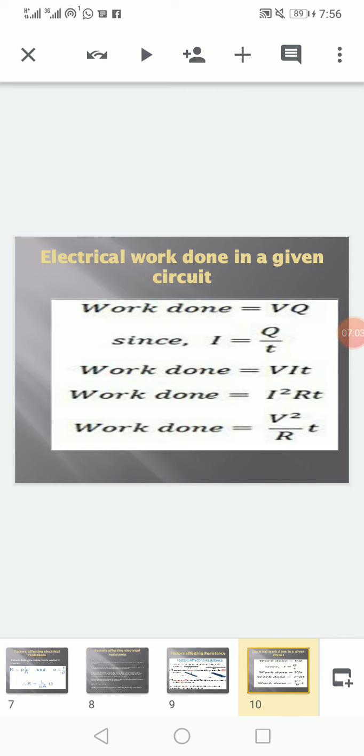Remember, in our last class, we said Q is equal to IT, where Q is the quantity of charge in coulombs, T is our time in seconds, and I is our current. So we are able to derive all these equations from Q equals IT and also from V equals IR.